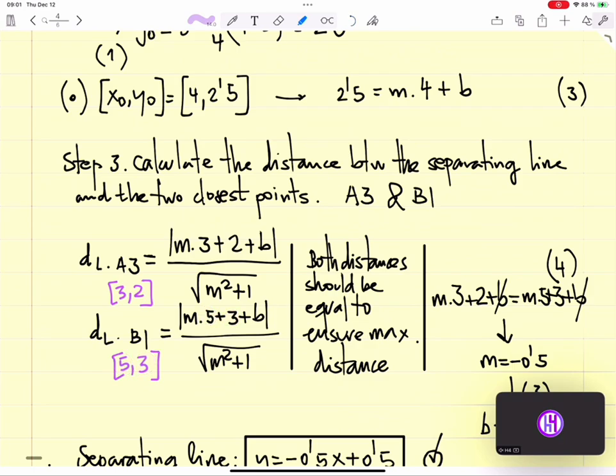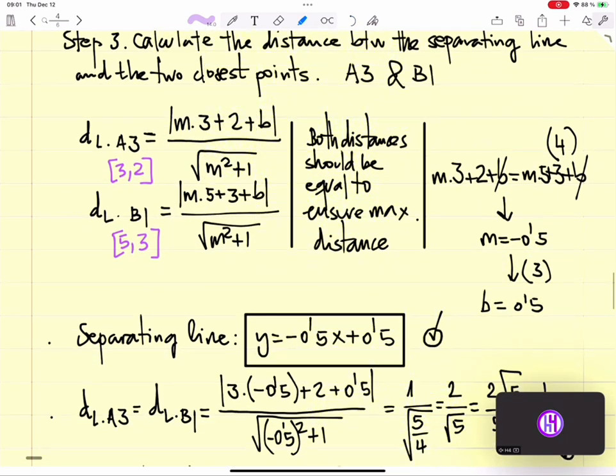Okay, and these two equations need to be the same because the distance should be the same. So I take this part, take it there, this part, take it there. Okay, and then I just simplify. B goes away, and then 5m minus 3m is 2m, and 2 minus 3 is minus 1, so minus 1 divided by 2 is minus 0.5.